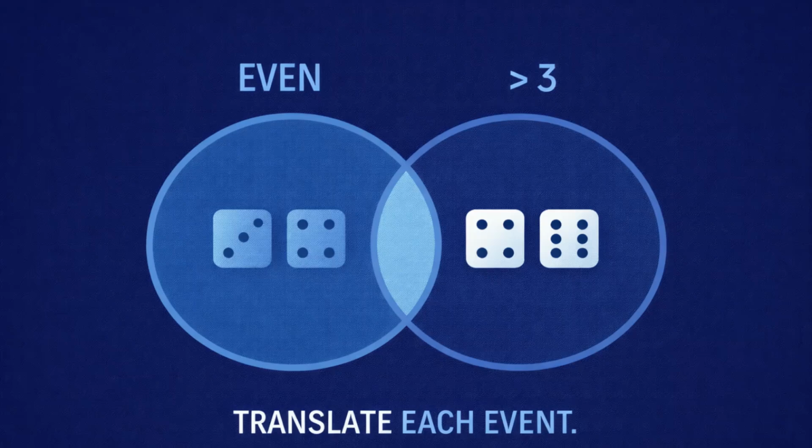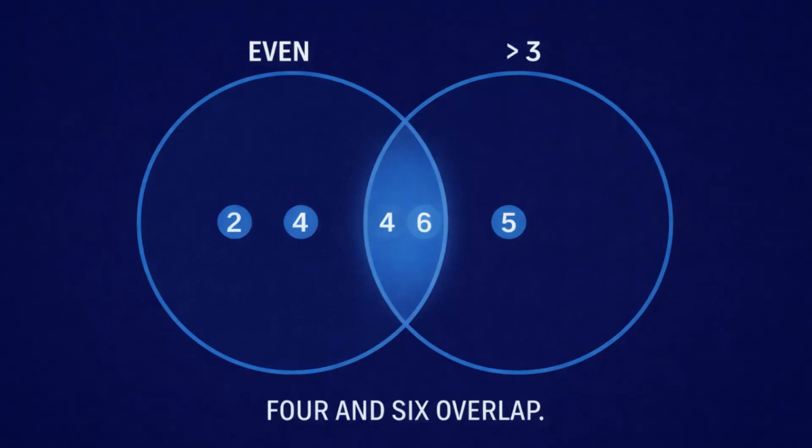Now let's consider an or situation where overlap exists. Suppose we roll a die and want the probability of rolling an even number or rolling a number greater than 3. First, we translate each event. Even numbers are 2, 4, and 6. Numbers greater than 3 are 4, 5, and 6. Looking at these lists, we can see that 4 and 6 appear in both groups. That means there is overlap.